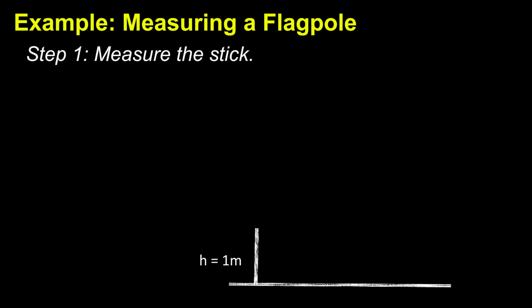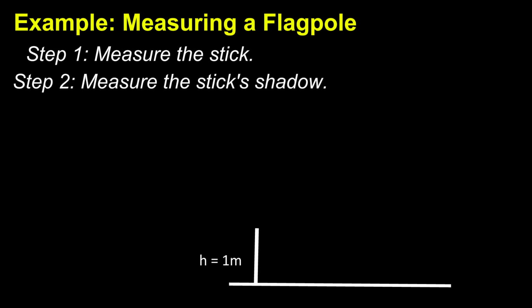Now, let's walk through a real-world example step by step. Suppose you want to measure a tall flagpole, but you don't have a ladder. All you have is a meter stick and a measuring tape. First, we measure our reference object. We know the height of our stick, lowercase h, is exactly 1 meter. Next, we use our tape measure to find the length of the stick's shadow on the ground. Let's say lowercase s is 1.5 meters.